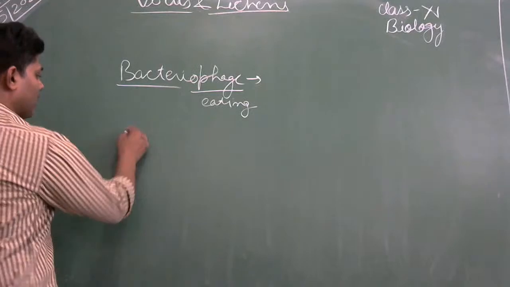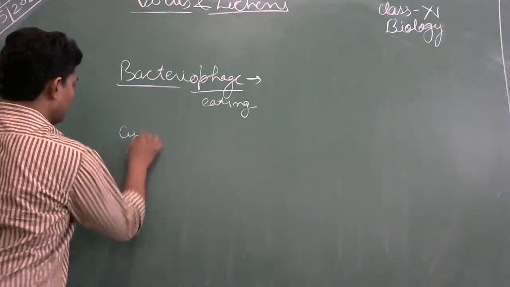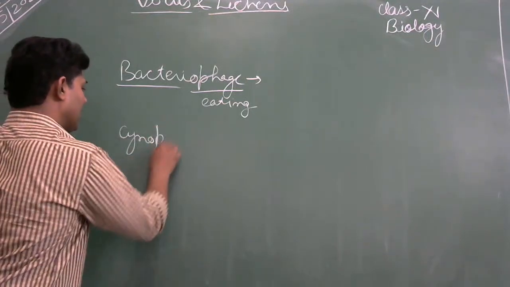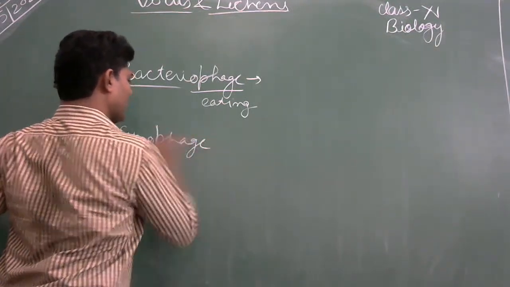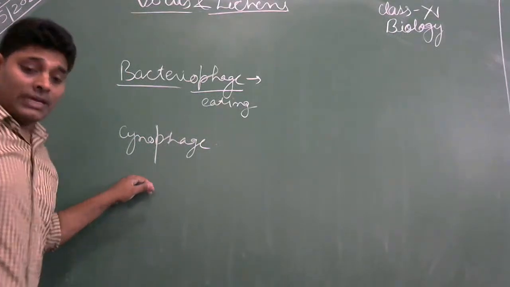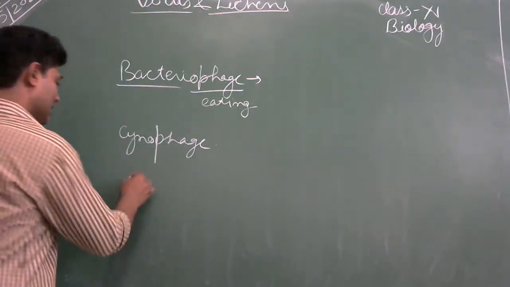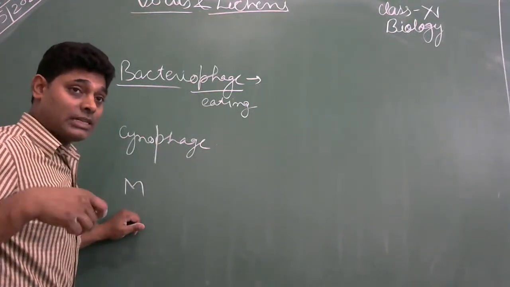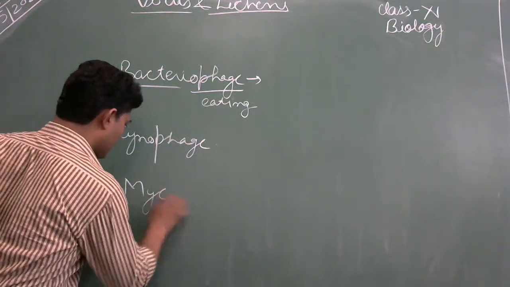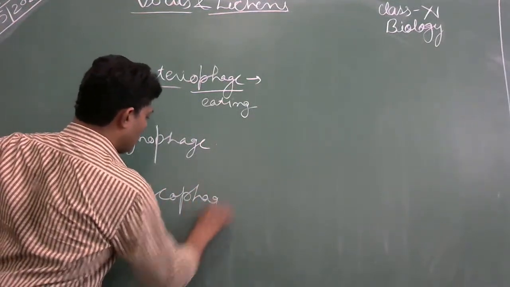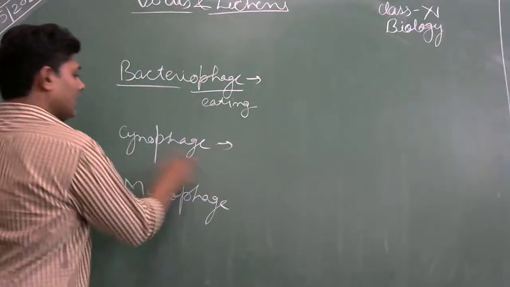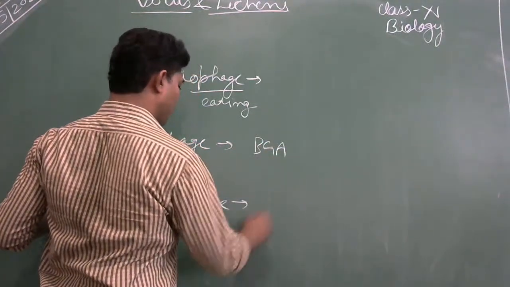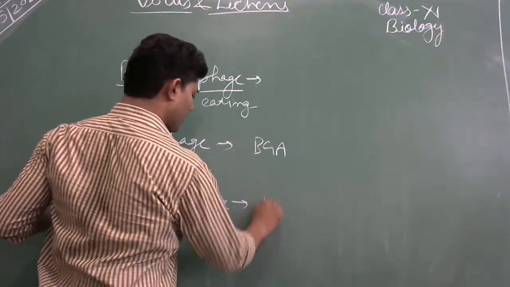If they infect cyanobacteria, they are called cyanophages, right? And if they infect fungi, as you know, mycology is related to fungi, so mycophages. Cyanophages infect blue-green algae, and mycophages infect fungi.